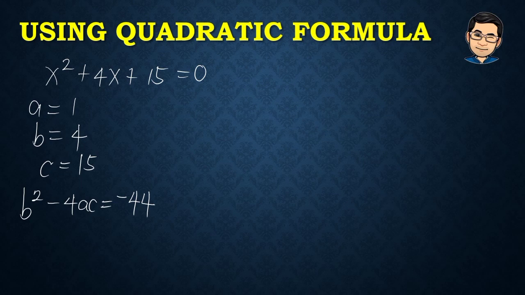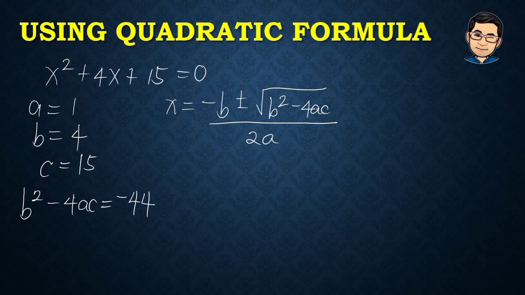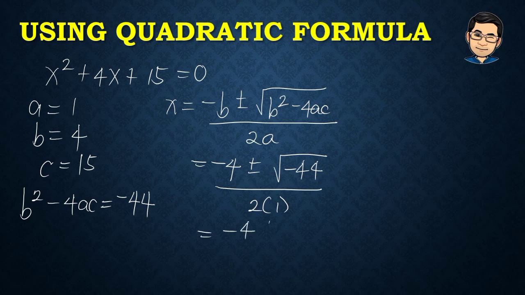Okay. Applying the quadratic formula, x is equal to negative b plus minus the square root of b squared minus 4ac all over 2a. So, negative b, negative 4, plus minus the square root of b squared minus 4ac, that is the square root of negative 44, all over 2 times 1. Next, negative 4 plus minus the square root of negative 44, all over 2. So, we cannot extract negative 44. Tandaan nyo po yan. Hindi po natin pwedeng i-extract ang mga negative.